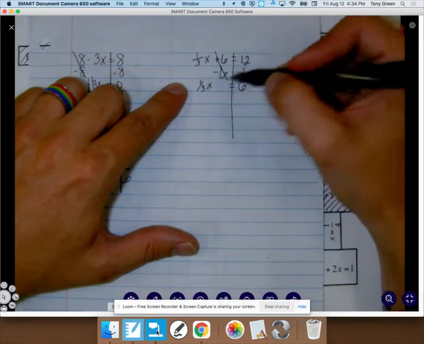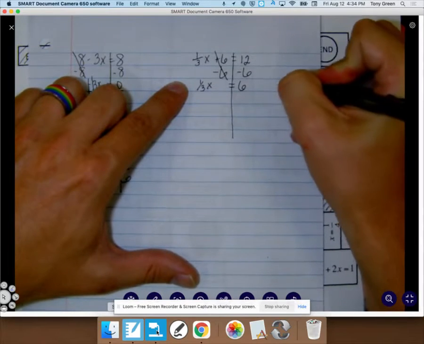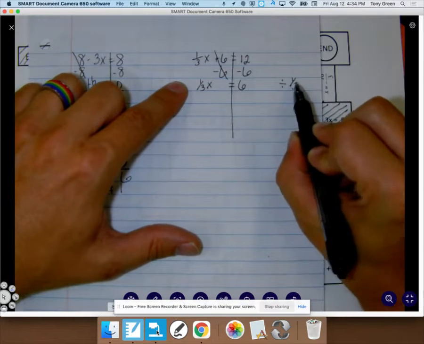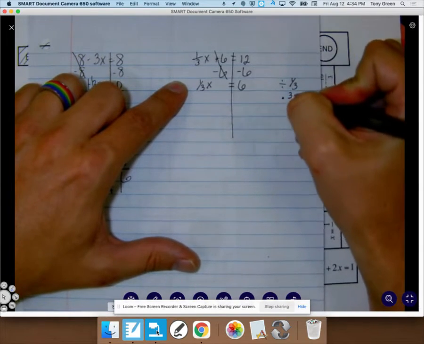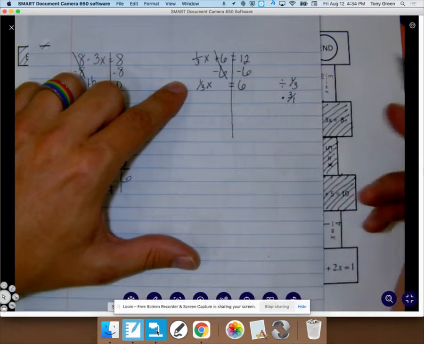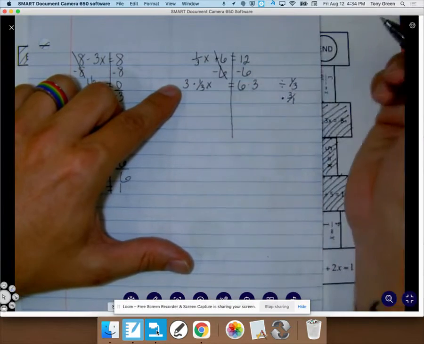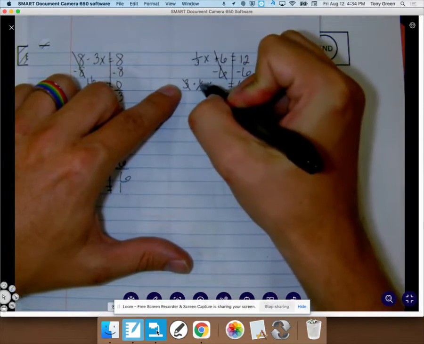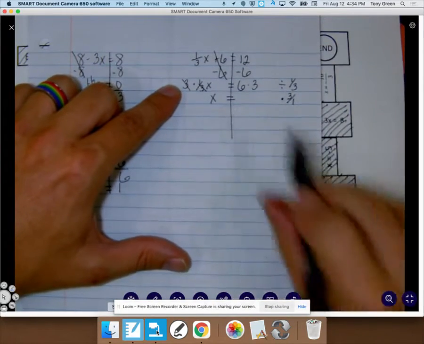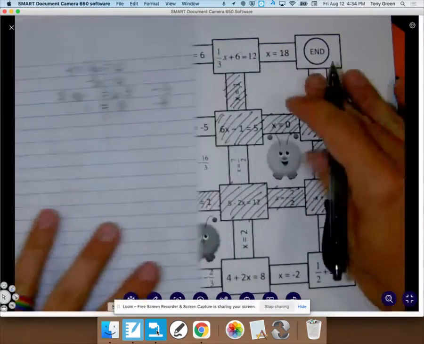Now we see times 1/3, so x times 1/3. The opposite of times 1/3 is to divide by 1/3. Remember, dividing by a fraction is the same thing as multiplying by the reciprocal. 3/1. 3/1 is the same thing as 3, so we can just multiply by 3. 3 divided by 3 cancels out. All we have left is our 6. This one wasn't too bad. 6 times 3 is 18.